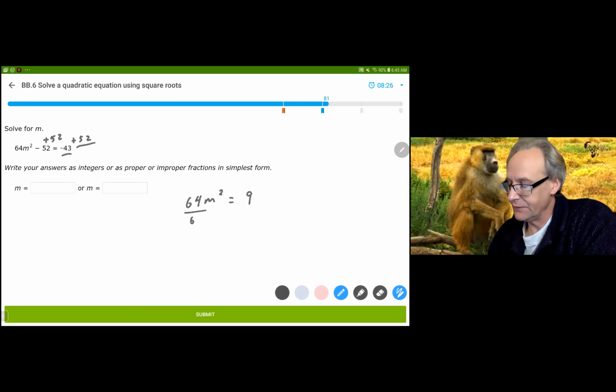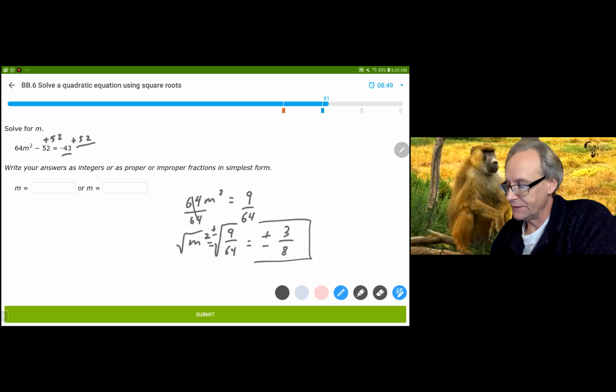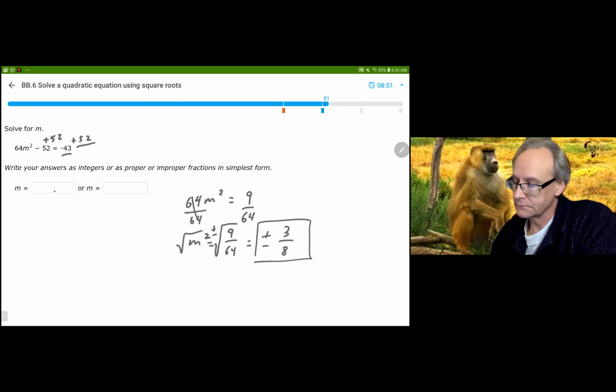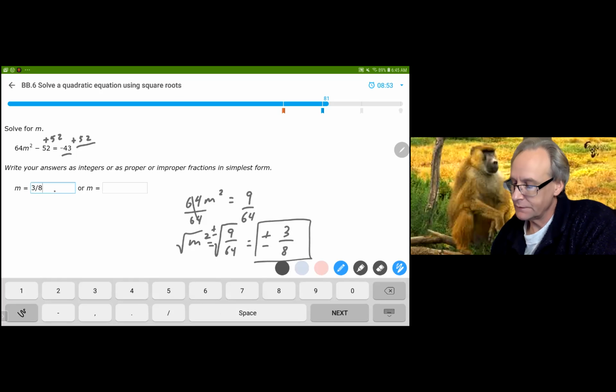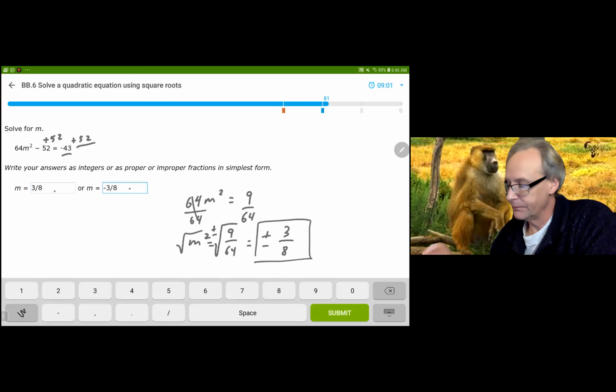And we divide by 64. Remember, you could take the square root first, but it's easier to do it this way. And we get m squared is equal to 9 over 64. And then when we take the square root, it's a fraction, isn't it? And it has a plus or minus on it. So this is plus or minus. The square root of 9 is 3, and the square root of 64 is 8. So it's plus or minus 3/8. 3/8 or negative 3/8. Oh, almost missed it. There we go.